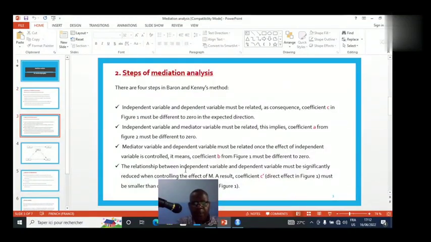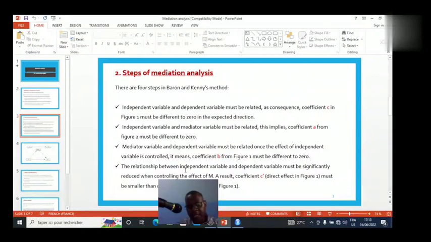Analyzing the indirect effect, Baron and Kenny defined the procedure to follow. The first analysis is to see whether the independent variable and dependent variable are related. The second is to evaluate whether the independent variable and the mediator variable are also related. Third, the mediator variable and dependent variable must be related once the effect of the independent variable is controlled. Another step is to evaluate whether or not the relationship between the independent variable and dependent variable is significantly reduced when controlling for the effect of the mediator variable.